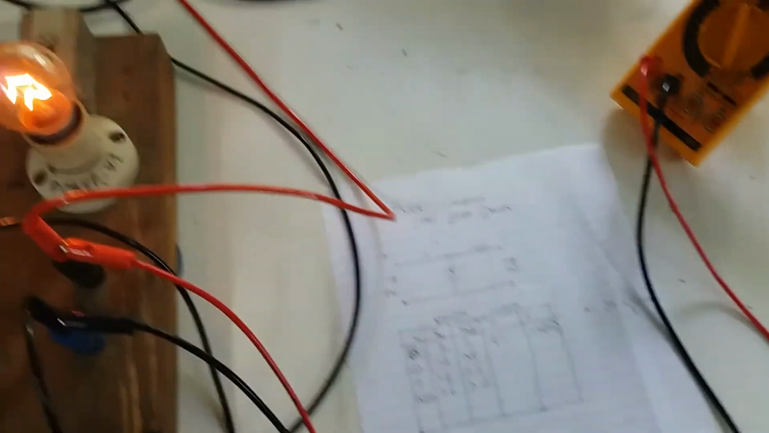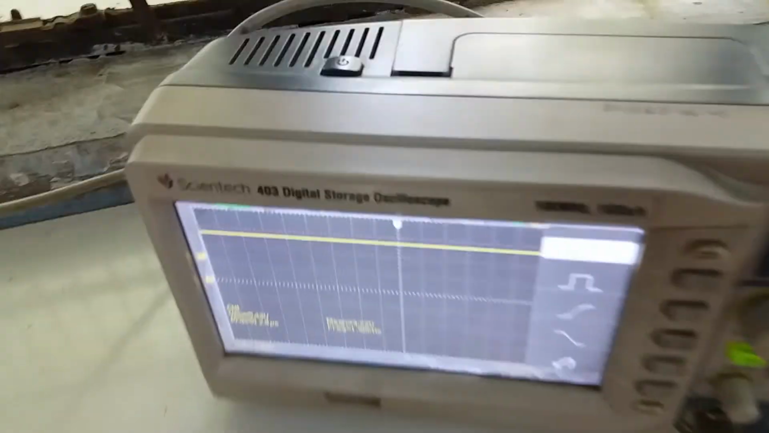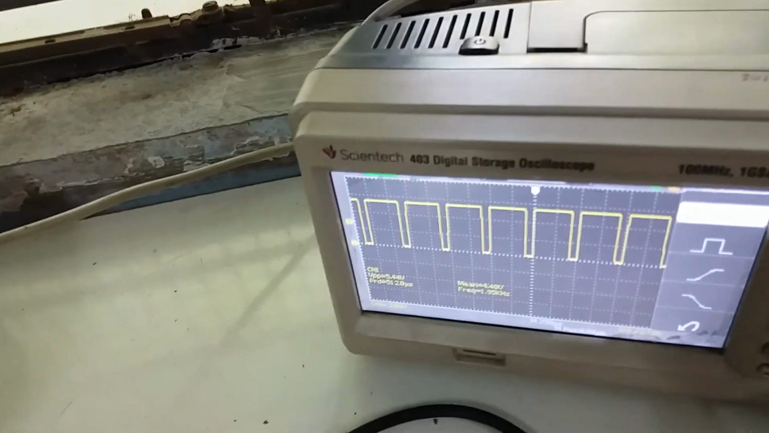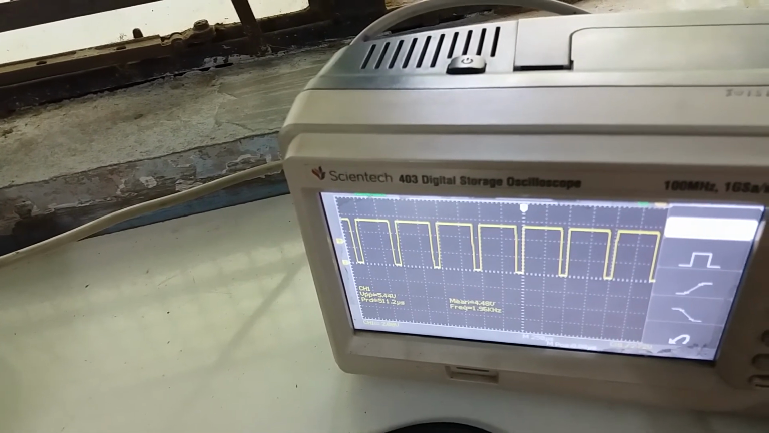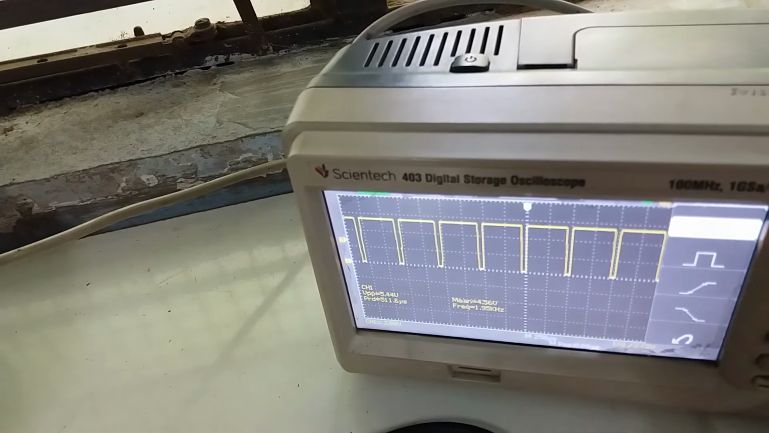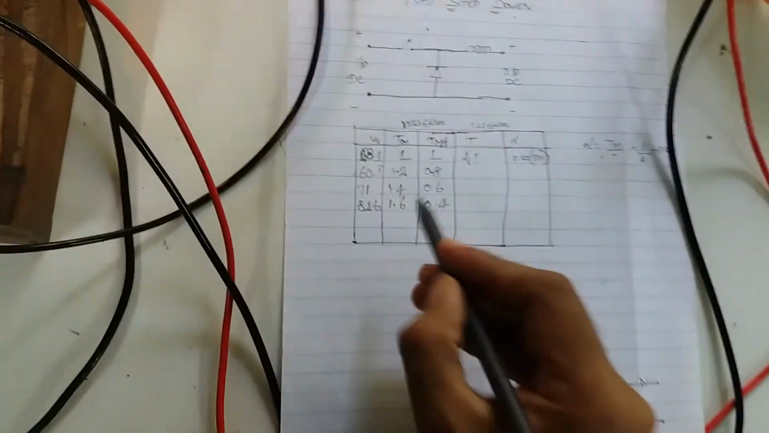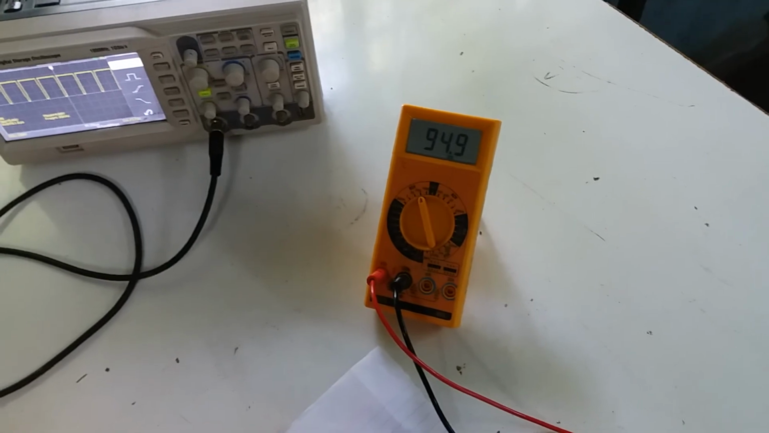And further I will go to variation. So how many lines? 9 lines I have consumed. So 9 lines means 1.8. On time is 1.8. So on time is 1.8 means off time is 0.2. What is the output voltage? 95.